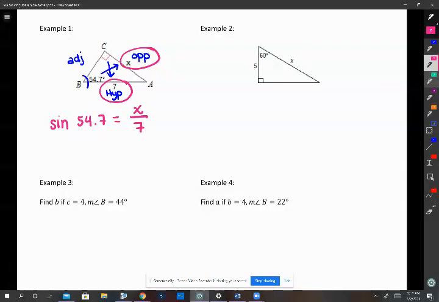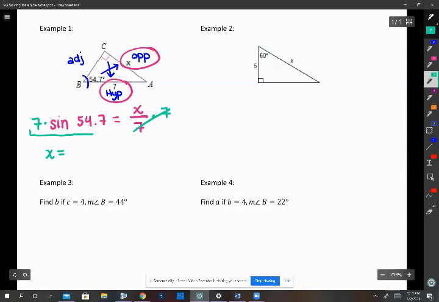We want to get x all alone. And x is up here being divided by 7. So to undo division, we multiply by the denominator, or multiply by 7. That makes this go away. And then in our calculator, we're just going to multiply these two values together.